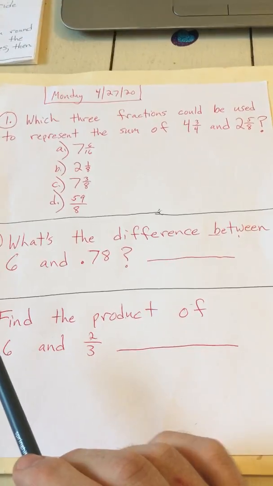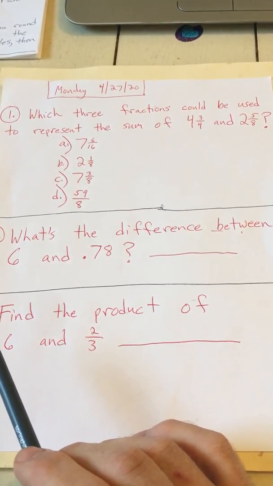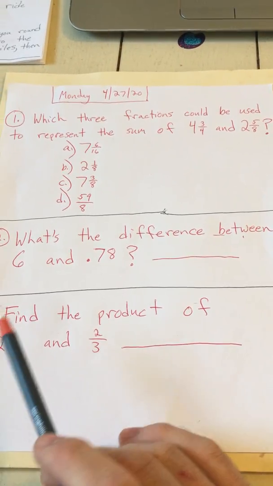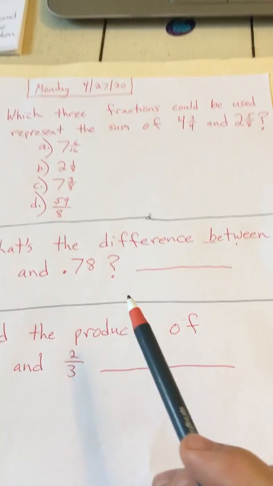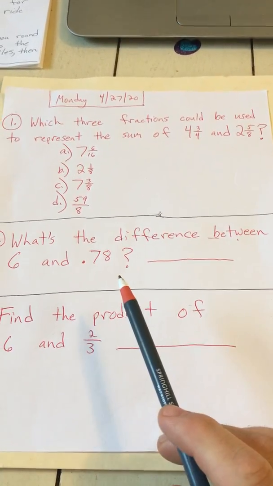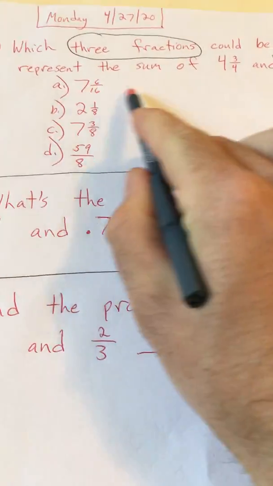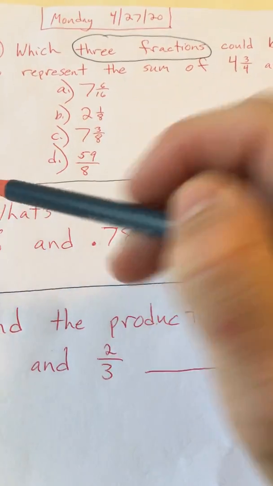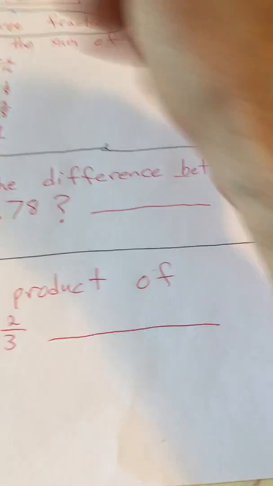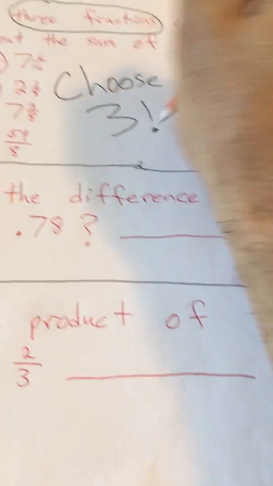It says, which 3 fractions could be used to represent the sum of 4 3/4 and 2 5/8? Okay, so now I'm going to read it again. We need to choose 3. Which 3 fractions? So first I'm going to look, are there 3 choices in A? No. So it's not just having us choose one of them. We need to actually choose 3 different choices, A, B, C, or D. We need to choose 3 of them. So in big letters, I'm going to write choose 3.